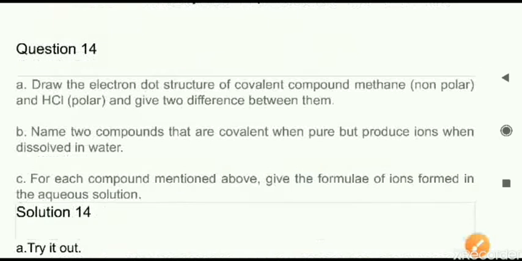14. Now draw the electron dot structures for methane and HCl. Both the diagrams you have to draw, and you have to tell the difference between the polar covalent bond and the non-polar covalent bond. I hope you can do it.